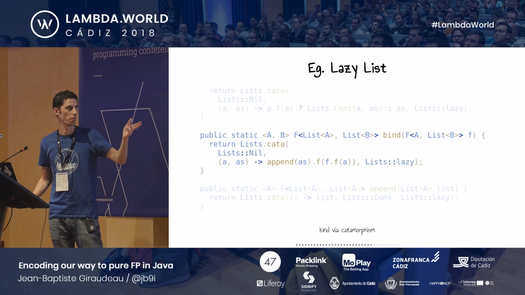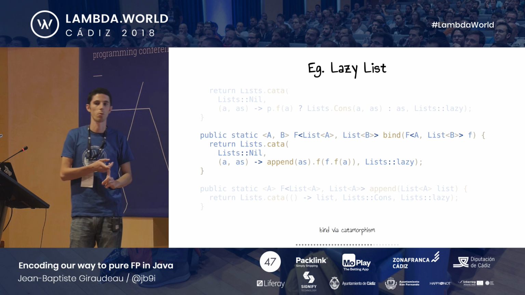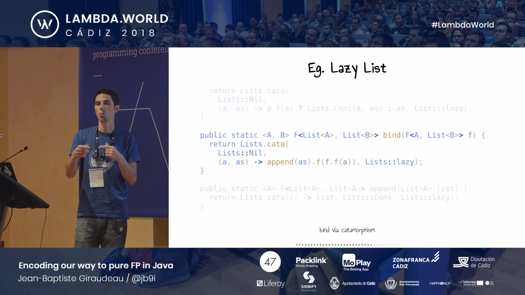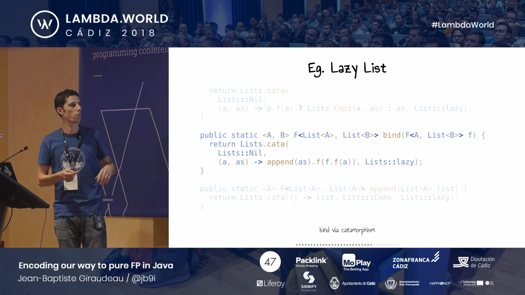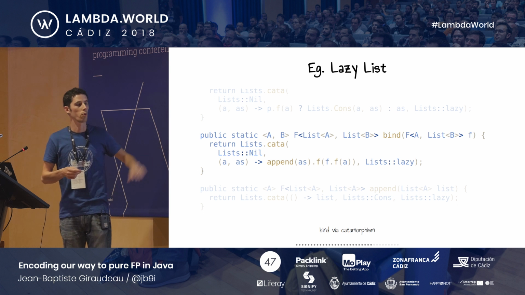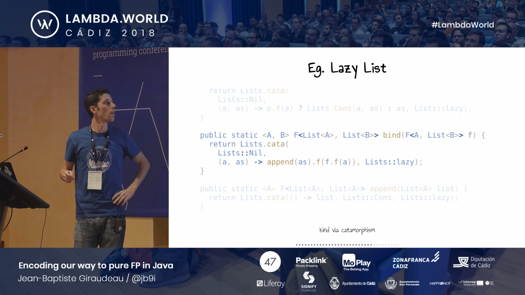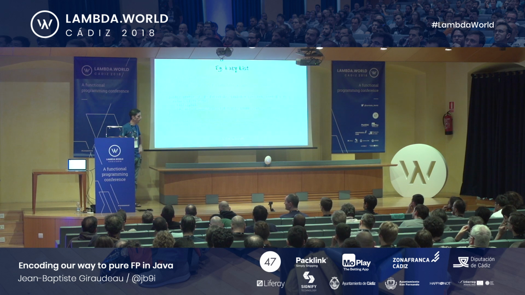Otherwise, either you have to reverse the list for doing map or bind, or you have to do something else. And if you reverse the list, then it doesn't work for infinite data structures. So this is nice because you can work with infinite data structures and you get laziness for free, almost.